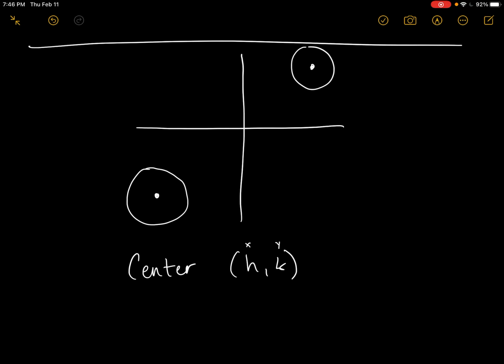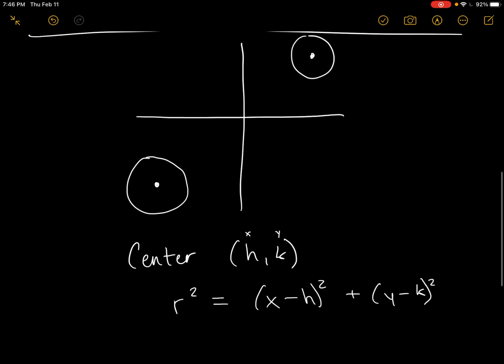Whatever that h comma k, x comma y ordered pair is, you just plug that into the exact same equation as before. So r squared, except this time it's not x squared plus y squared, it's x minus h squared plus y minus k squared. So again, it's all of x minus h and then square that, and all of y minus k and then square that.